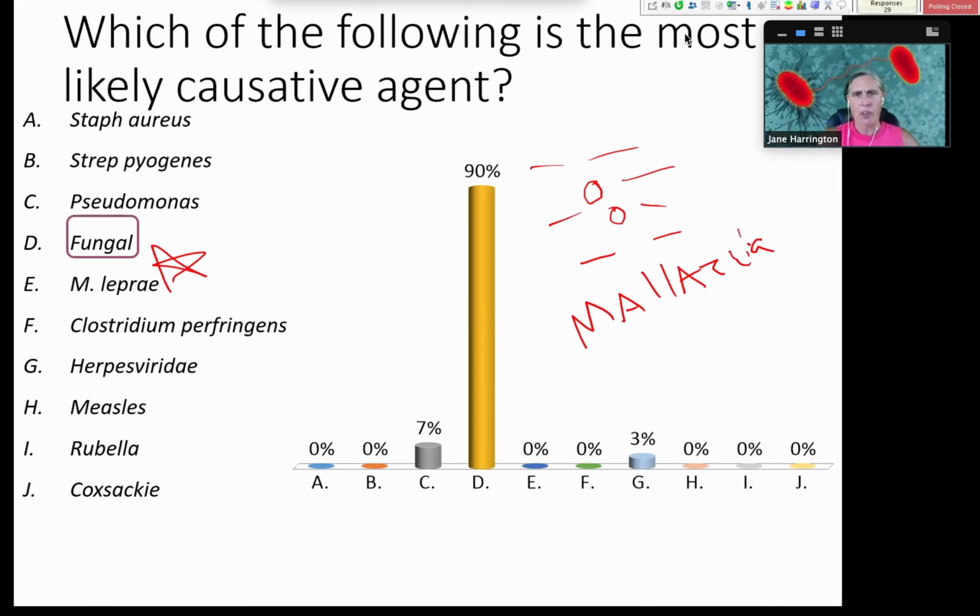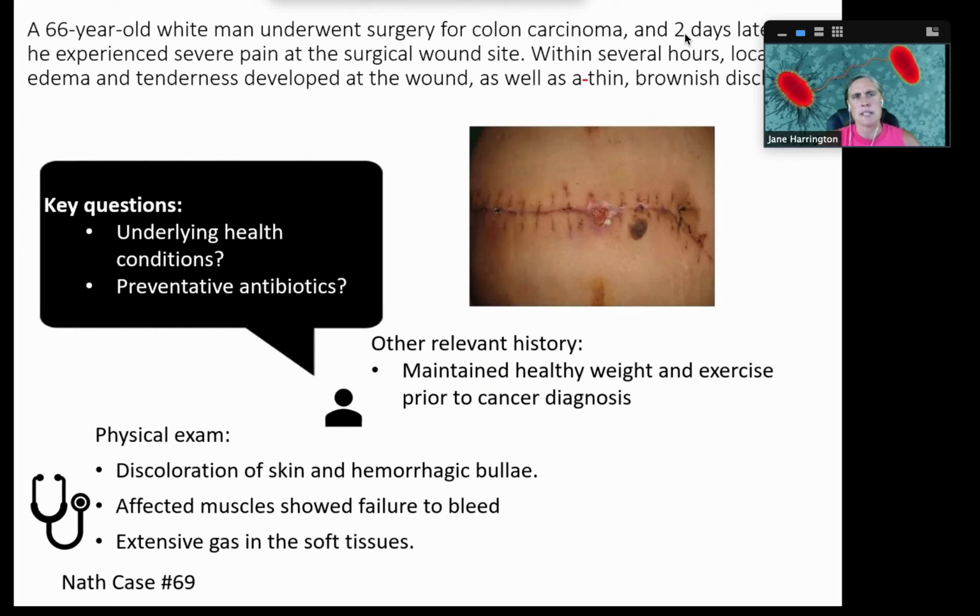Okay. All right. So doing good on time. A 66-year-old white man underwent surgery for colon carcinoma, and 2 days later, he experienced severe pain at the surgical wound site. Within several hours, local edema and tenderness developed at the wound, as well as thin brownish discharge.